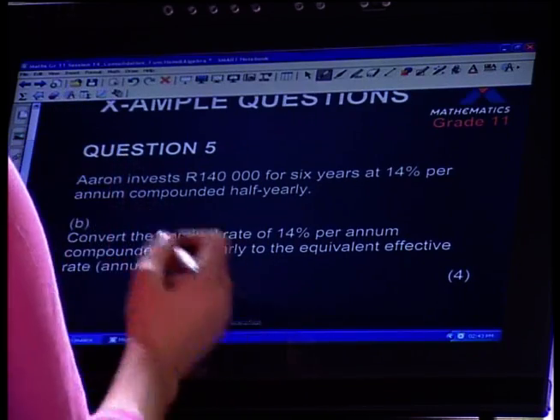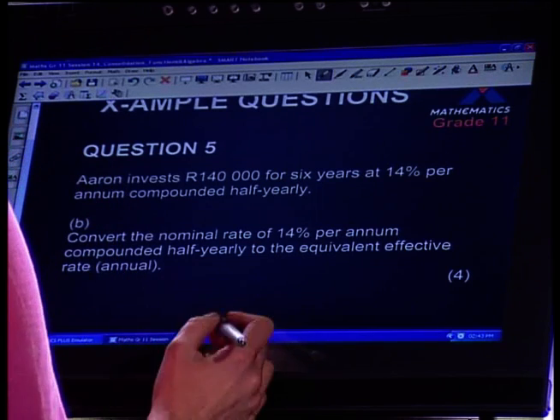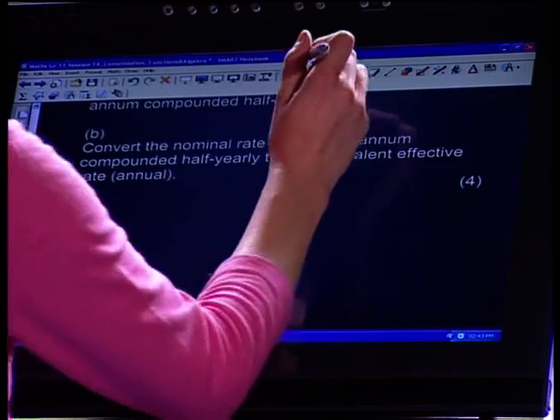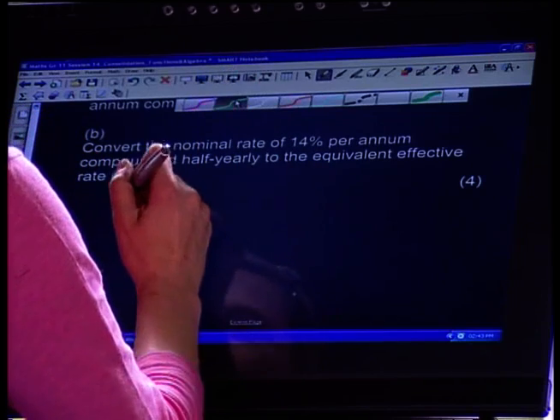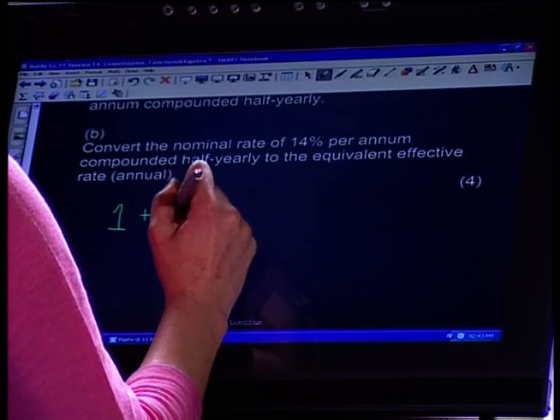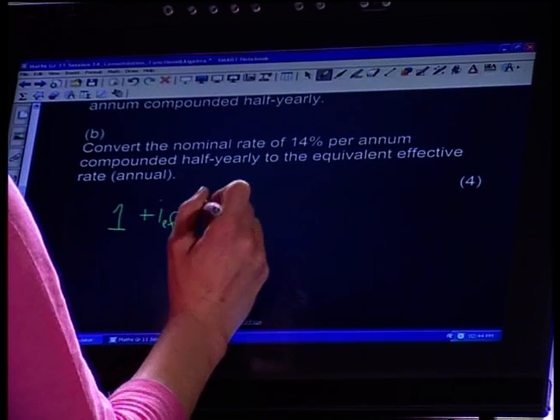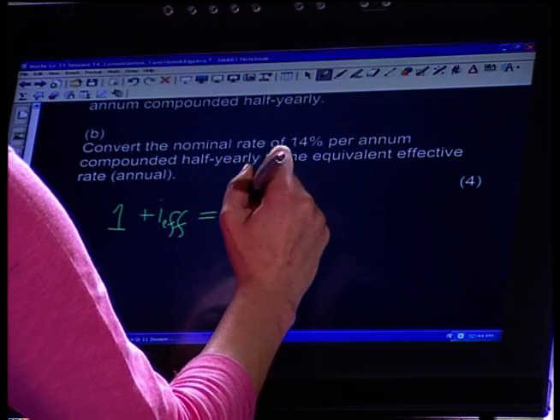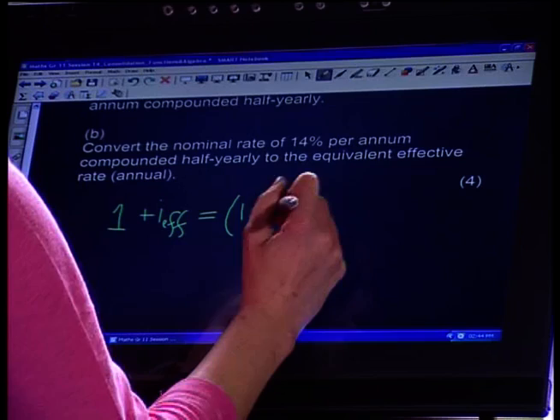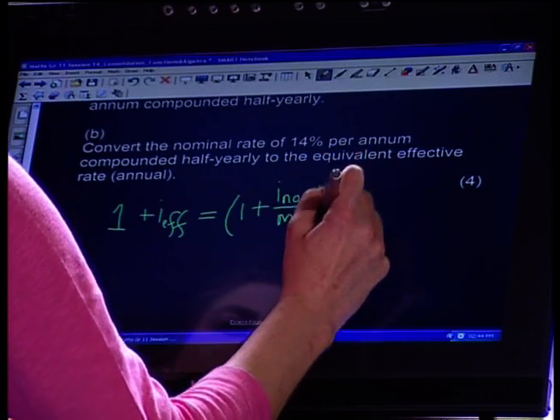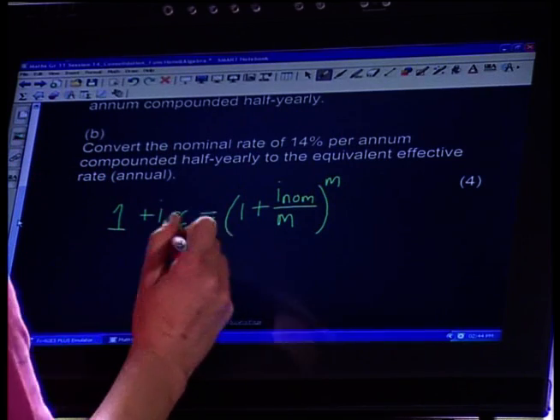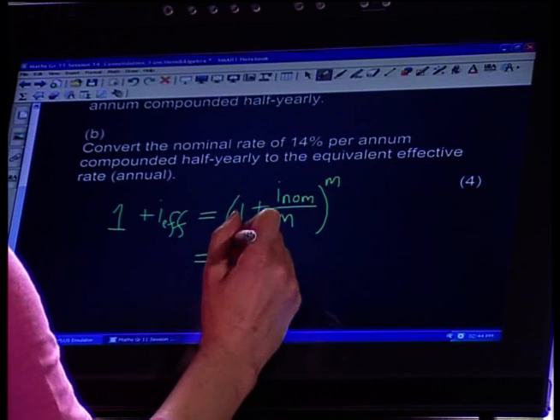Okay. There are quite a couple of different versions of the formula available, but they all mean the same thing depending on which textbook you use. So 1 plus the effective interest rate is equal to 1 plus the nominal rate divided by m to the power m. The effective rate is what I'm looking for, so I'm going to substitute in here.